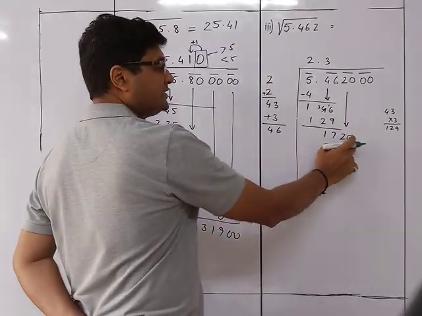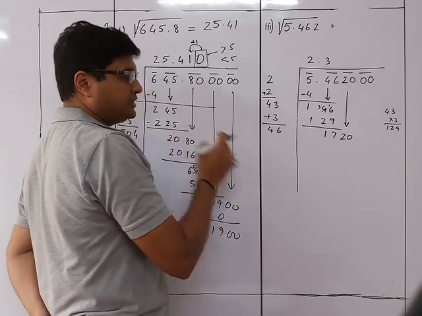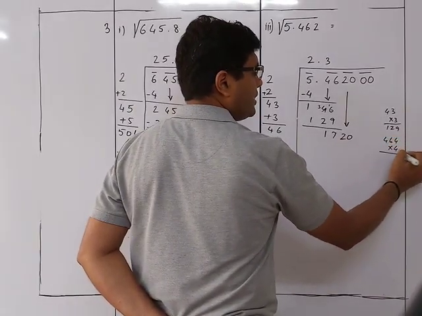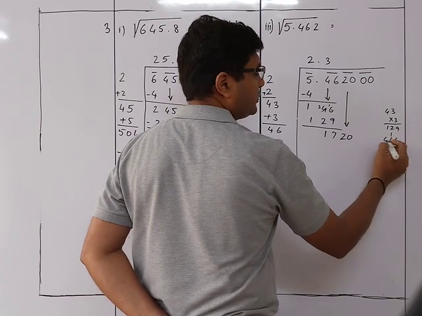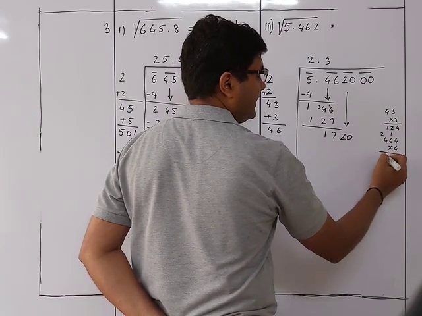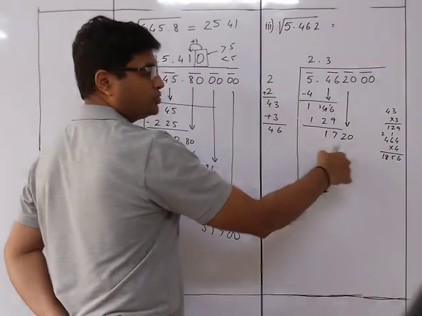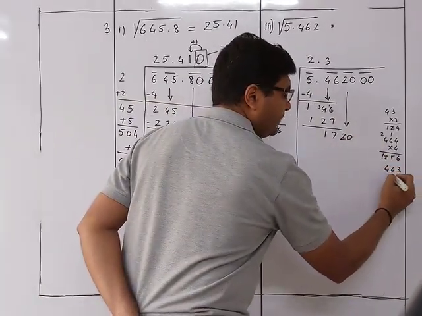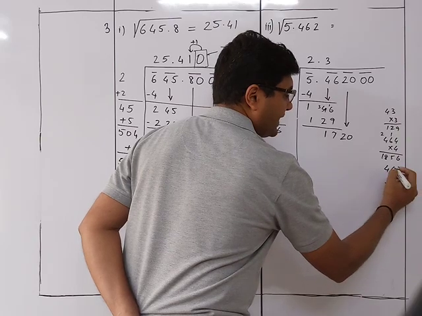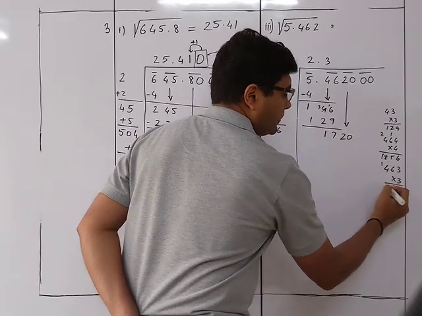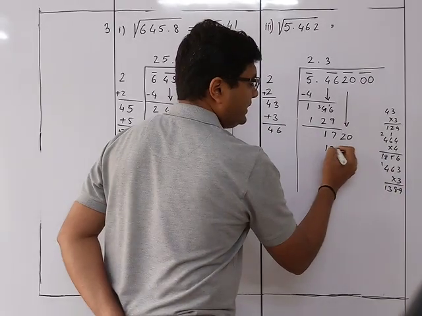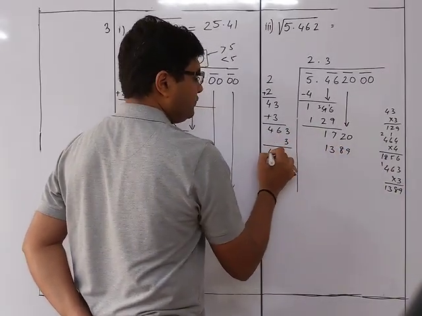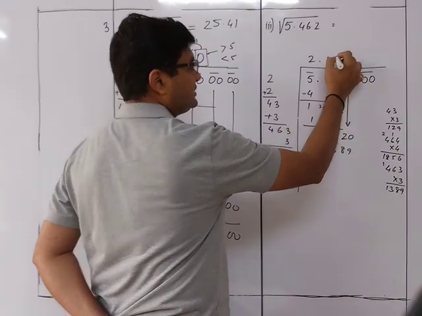46. 1762. 4 4s are 16. So let's try this. 464 into 4. 4 4s are 16, 4 6s are 24, 25, 16, 17, 18. So that is greater than this. So we need to take one lesser. So 463 into 3. 3 3s are 9, 18 and 12 and 13. So it is 1389. When you take 3 over here, 3 over here, this is 466. This is 3 over here.